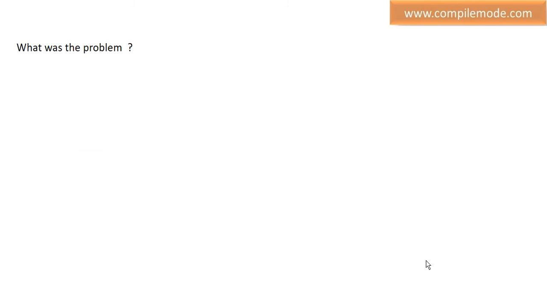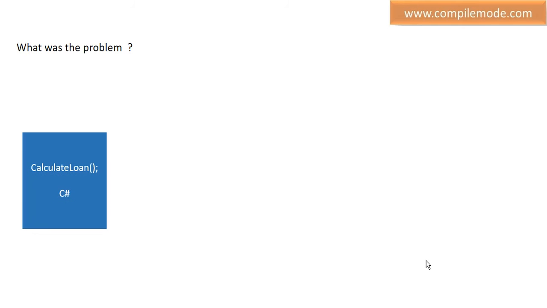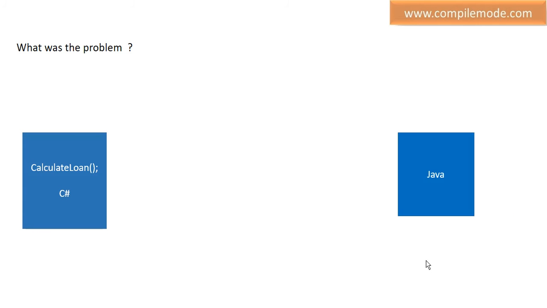So what was the problem that led to introducing these types of services? Let's see. I have one method in C sharp, CalculateLoan, and I want to consume it in a Java application. Both platforms are different. The C sharp language specification is different, the Java language specification is different, and the compilers are different. Then how do these two languages communicate with each other?